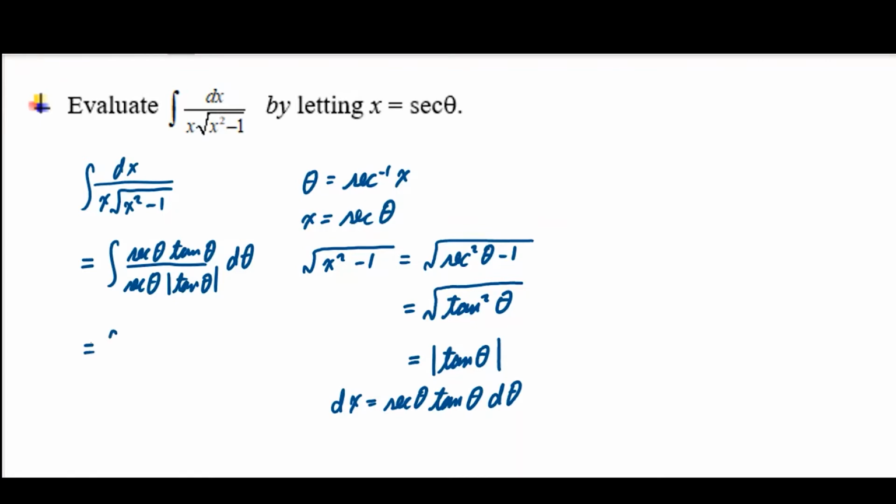See, secant theta can cancel, but we have this thingy. And that's a lot of headache. Dang it, right? Okay, let's think about what that thingy is. So I'm going to write it here. Tangent theta over absolute value of tangent theta. That is, of course, 1 if tangent theta is positive and negative 1 if tangent theta is negative.